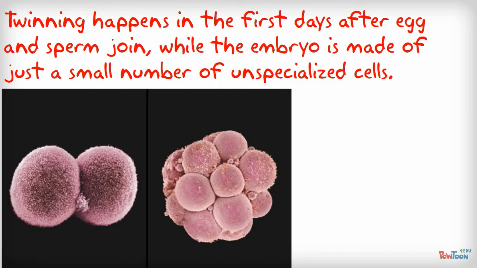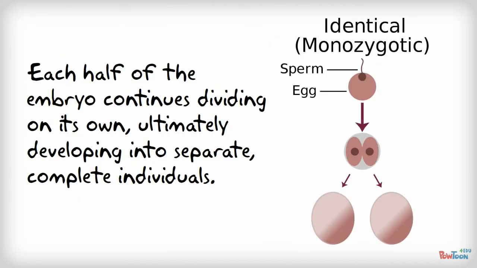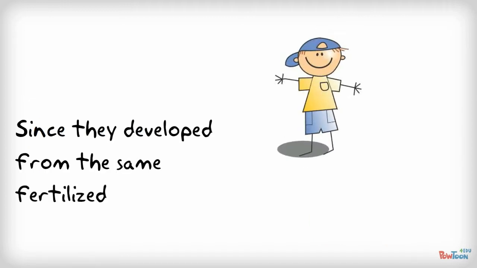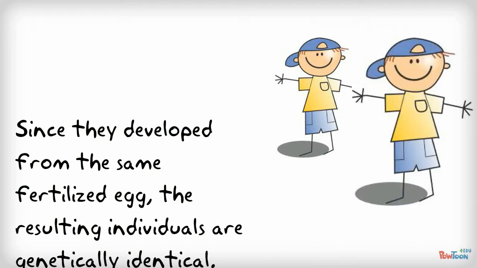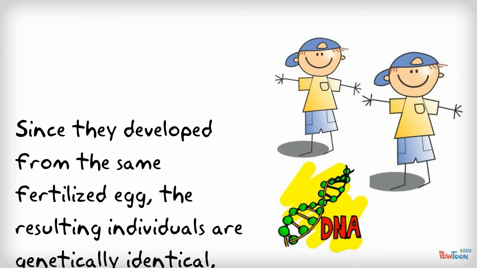Twinning happens in the first days after egg and sperm join, while the embryo is made of just a small number of unspecialized cells. Each half of the embryo continues dividing on its own, ultimately developing into separate, complete individuals. Since they developed from the same fertilized egg, the resulting individuals are genetically identical.